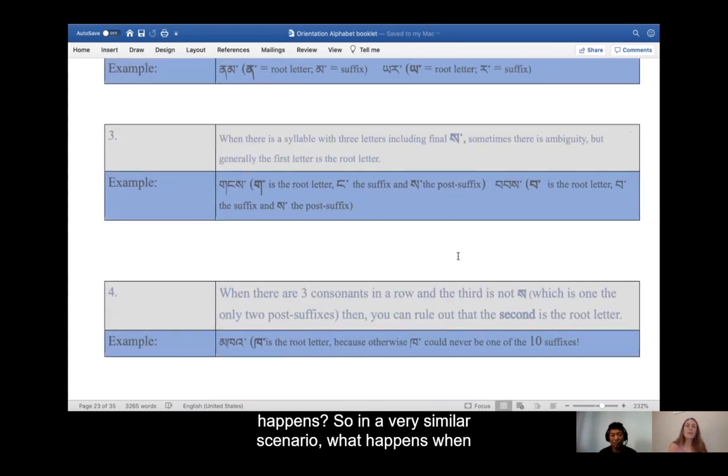In a very similar scenario, what happens when there's a word that possesses 3 syllables, 3 letters, and the third letter is a final sa, as we have written here? Sometimes there can be some ambiguity. But generally, the rule of thumb is that the first letter is going to be the root letter that will carry the vowel sound, and that will be sounded first. Not always, there will be some exceptions, but technically that's one way that you can go. So again, Genla, back to you.